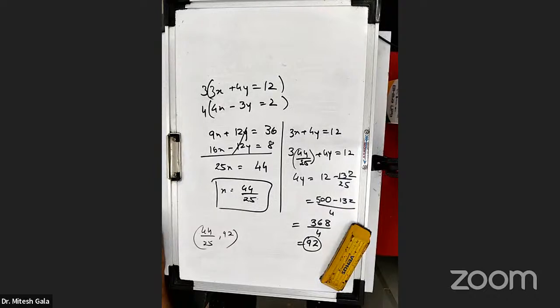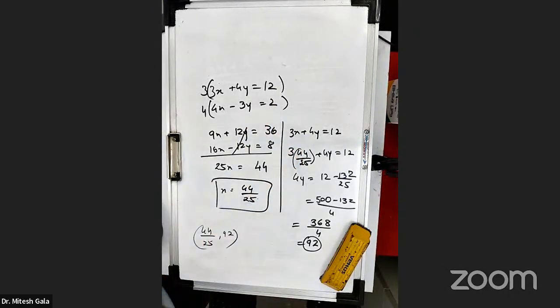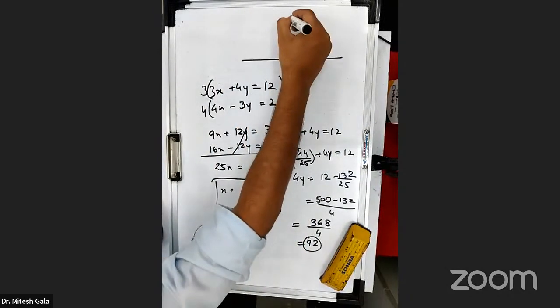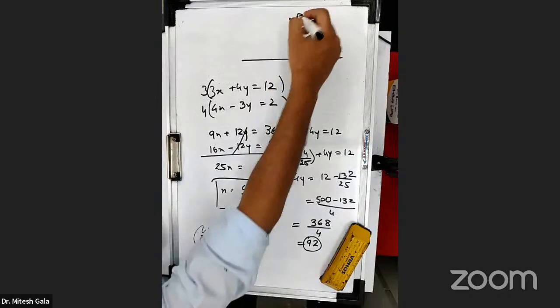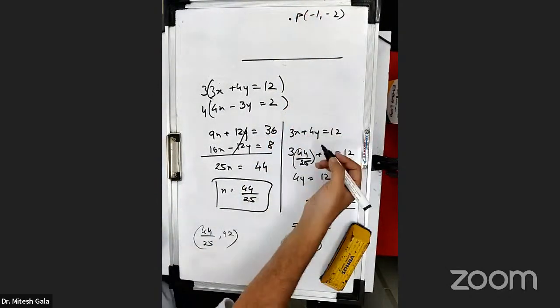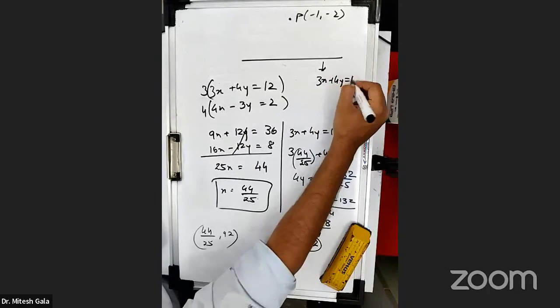Yes, sir. Yeah, so I'm just showing you the method. There is a possibility I might have done something wrong. The method is you take the two equations. The main thing is this is your point P, which is outside this line. So don't say that P's coordinates are not satisfying it. P is (-1, -2), and this line which they gave is 3x plus 4y equals 12.